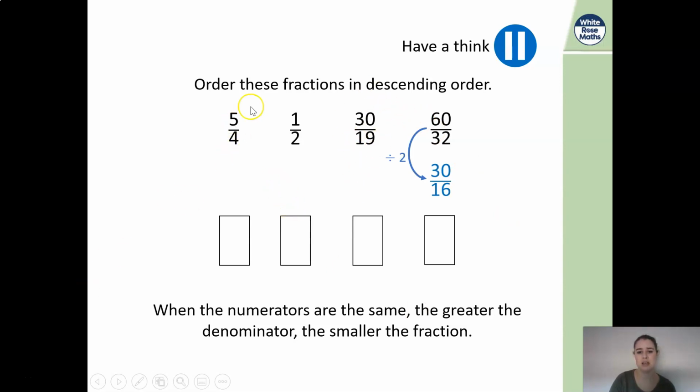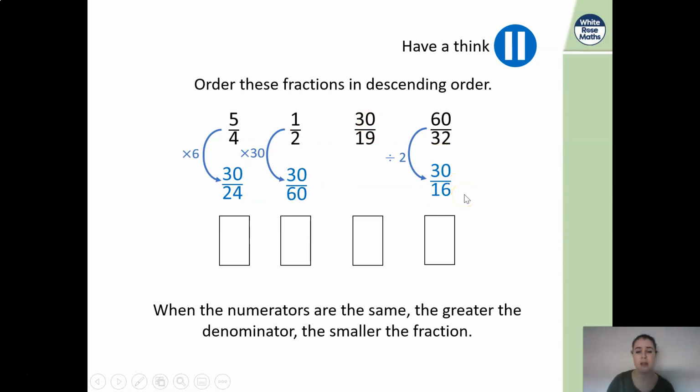Well, how do I get from 5 to 30? Because obviously it's the numerator I need to be the same here. So we need to compare my numerators. Well, to get from 1 to 30, we multiply by 30. To get from 5 to 30, we're going to multiply by 6. So we have to multiply both the numerator and the denominator by 6. So that now gives us 30 out of 24, 30 out of 60, 30 out of 19 and 30 out of 16.